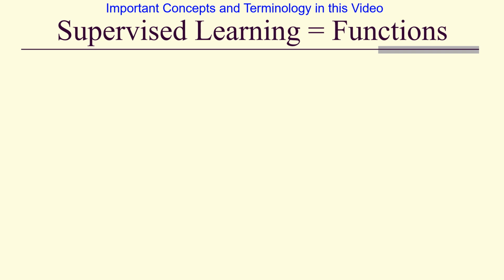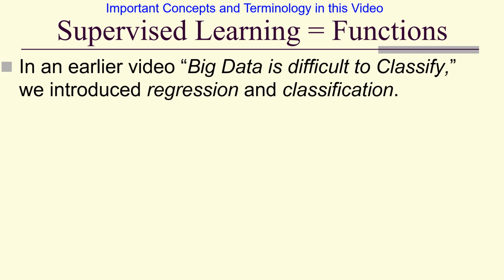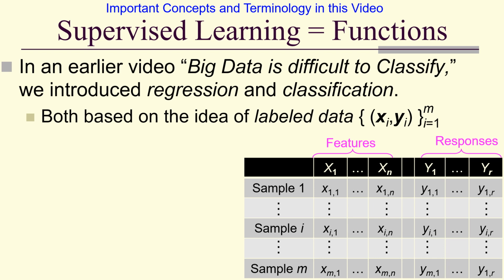So supervised learning is really about functions. In an earlier video, where big data is difficult to classify, we introduced regression and classification based on the idea of labeled data. So when we have labeled data, we have instances of the x's, those are instances of the features, and instances of the y, those are instances of the responses. Or another word for that is samples. Samples of the features and samples of the responses.